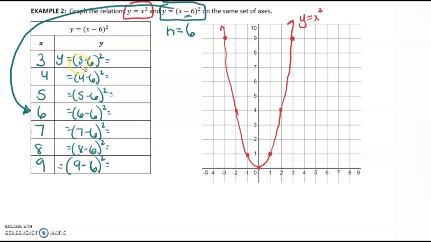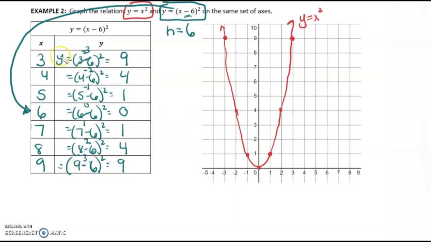3 minus 6 is negative 3, so negative 3 squared is 9. 4 minus 6 is negative 2, so negative 2 squared is 4. 5 minus 6 is negative 1, squared is 1. 6 minus 6 is 0, squared is 0. 7 minus 6 is 1, squared is 1. 8 minus 6 is 2, squared is 4. And 9 minus 6 is 3, squared is 9.